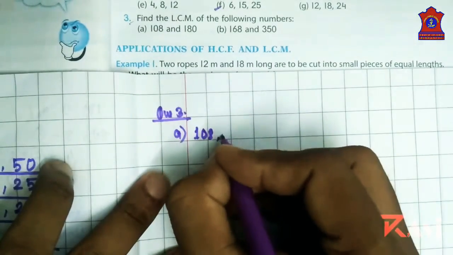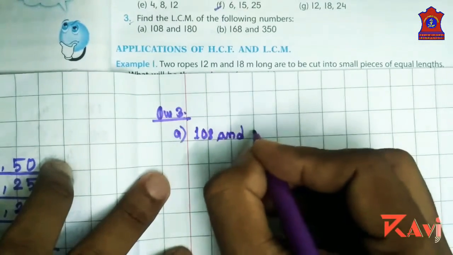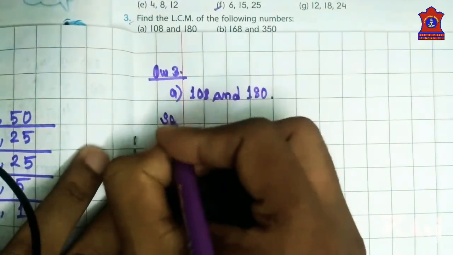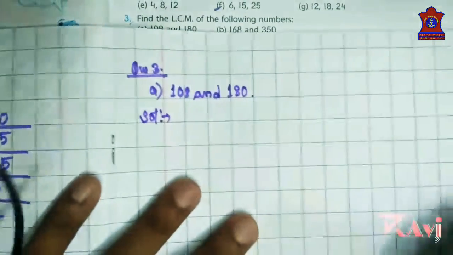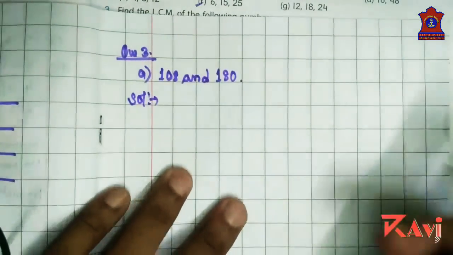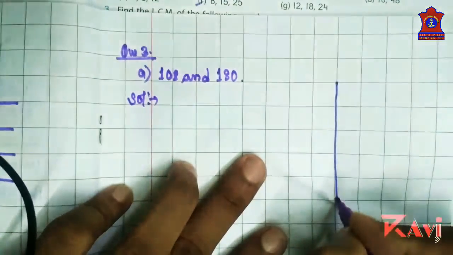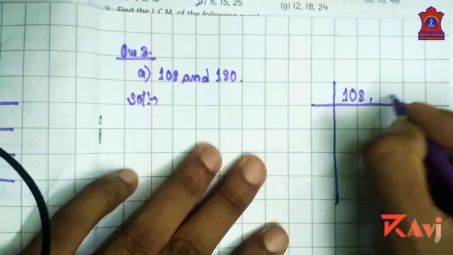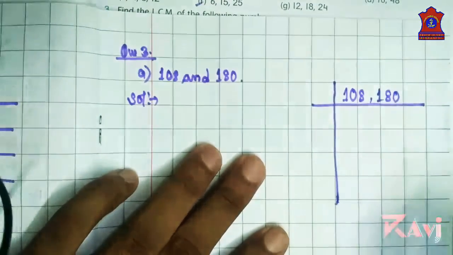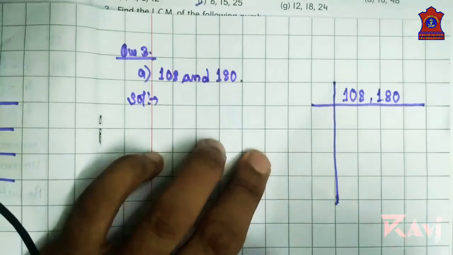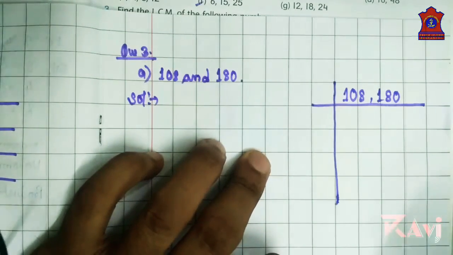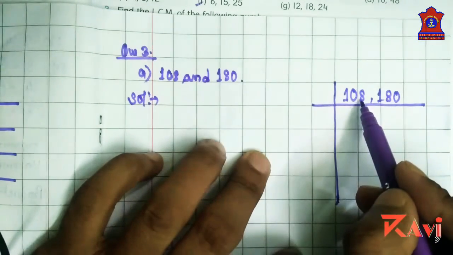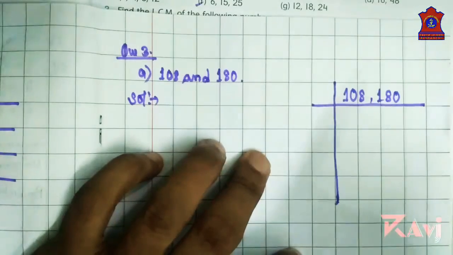108 and 180. Clear? Again, create an LCM box. 108, 180. Clear? Always start with the least prime number. The least prime number is 2 and check whether 108 and 180 is divisible by 2 or not.